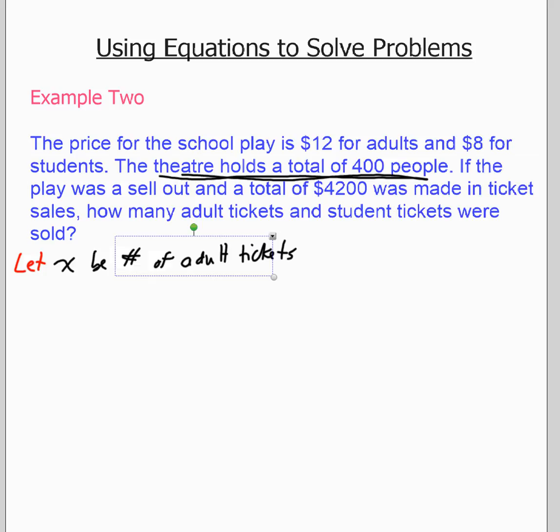So we know that 400 tickets were sold. If X of them were adults, how many were students? So let's just think here. I'm just going to add another page here for a second.